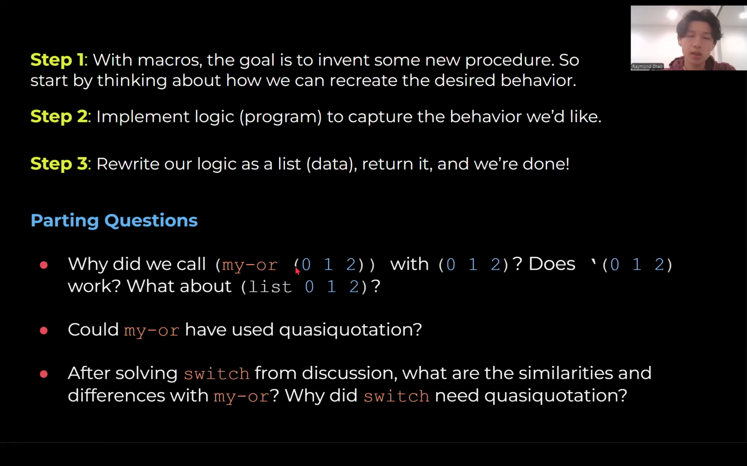All right. So as a summary of our steps with macros, the goal is to invent some new procedure. So I'm going to start by thinking about what is the desired behavior. And then step two is I want to implement the logic that will produce that behavior. And then finally, I want to write that implementation logic as a list, because lists are our data in Scheme. Return that list and we're done. Here are some parting questions.